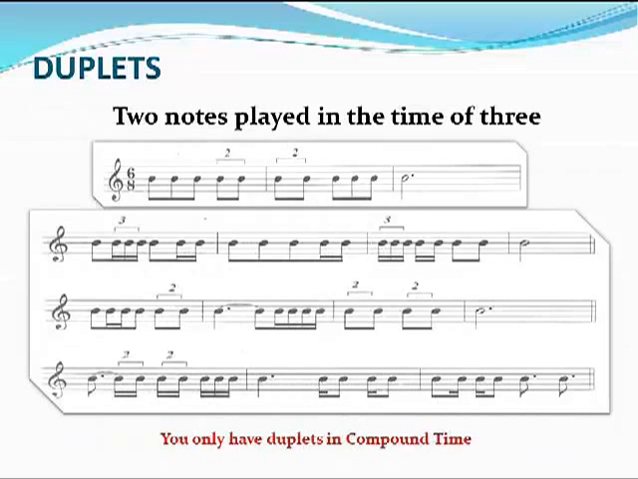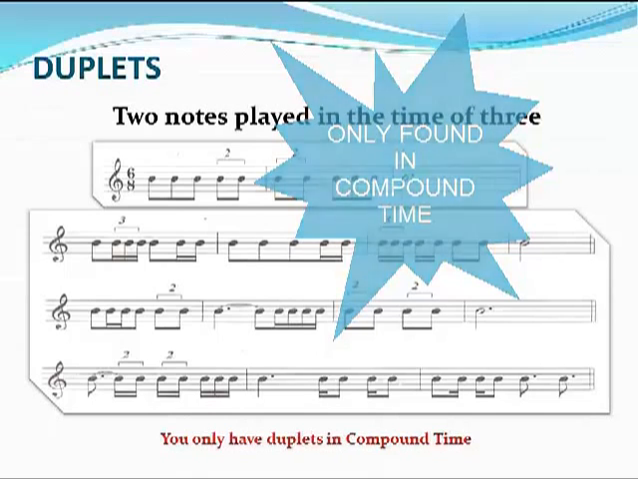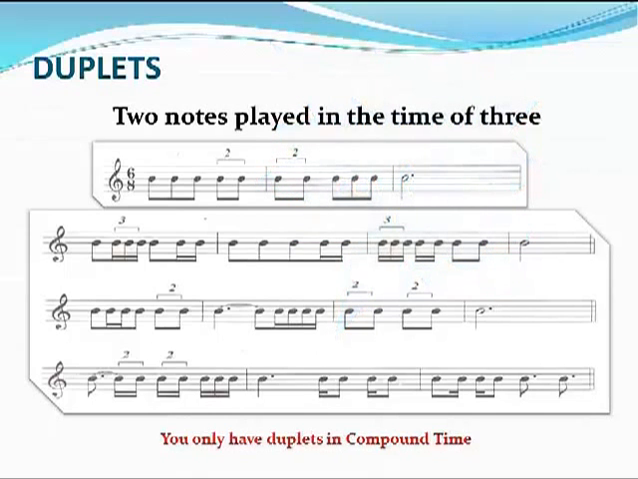We were just looking at triplets, which meant playing 3 notes in the time of 2. We also have duplets, which means that you're playing 2 notes in the time of 3. While you only find triplets in simple time, duplets are only found in compound time. In the first example, you see we have 2 duplets. Here we're playing 2 eighth notes in the time of 3. Let's see if we can figure out what the time signatures would be for these 3 lines of music.